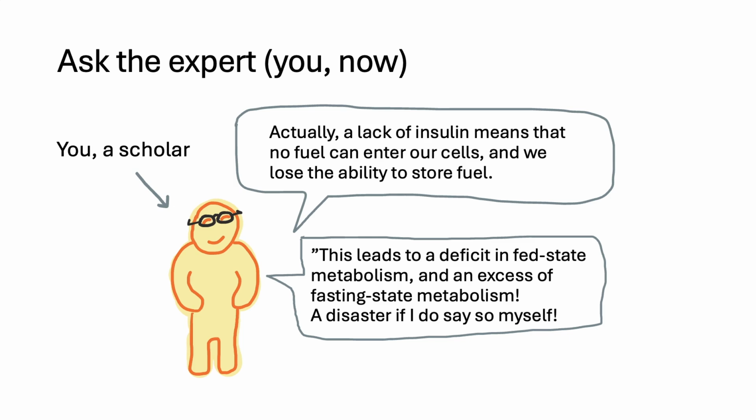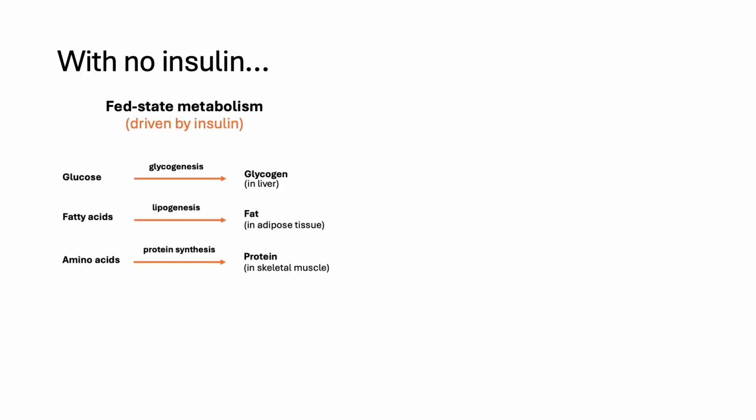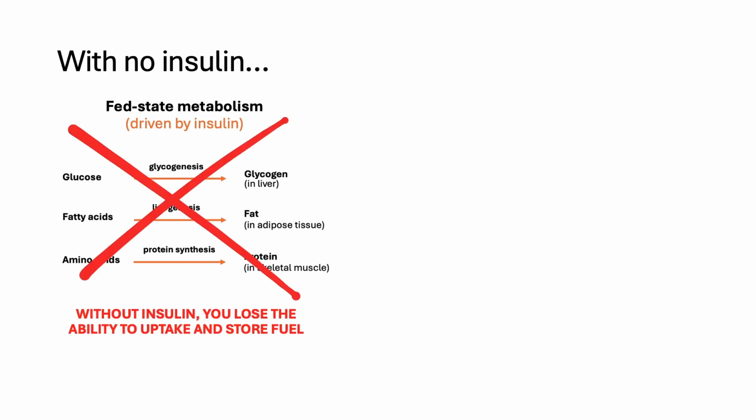So let's have a look at what happens to our fed and fasting state metabolism. With no insulin, what happens to our fed state metabolism, driven by insulin? Well, all these storage processes, you get none of those. You lose the ability to take up nutrients into the cells and store the fuel. And what happens is that all nutrients and glucose are stuck outside of the cell. There is no key, right? They can't get in and you can't store them up.